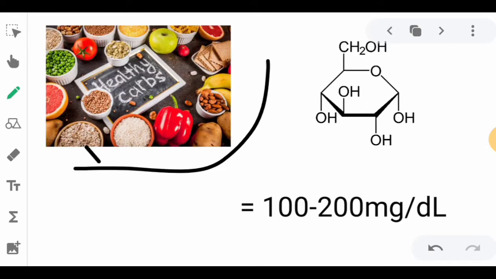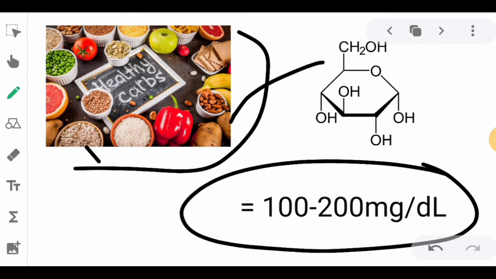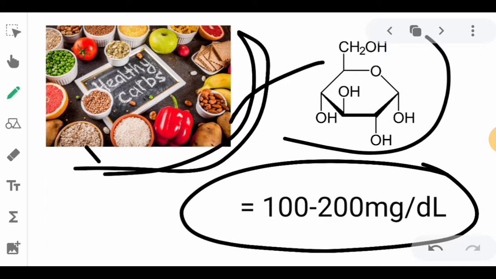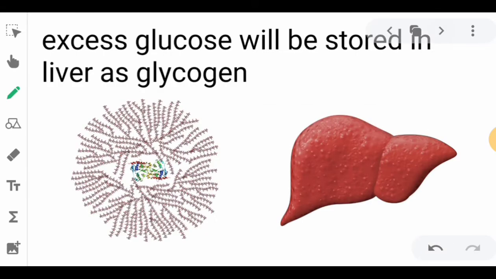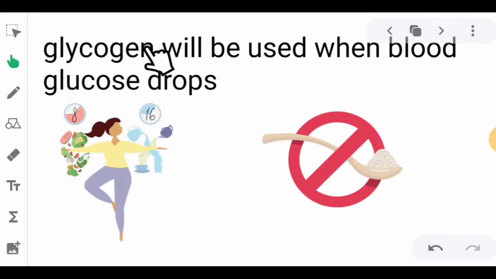Every day you intake carbs, and these carbs are readily converted into glucose, and our body only needs 100 to 200 milligrams per deciliter of glucose. So if you intake too much carbs, there will be an overproduction of glucose, and the excess glucose will be stored in the liver as glycogen. Here is the glycogen, stored in the liver, and it will be used when blood glucose drops.